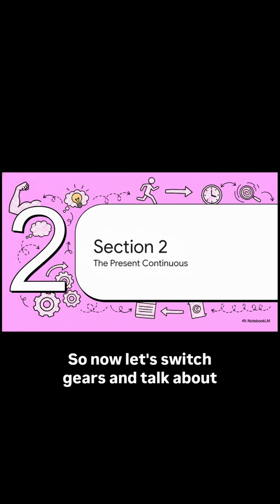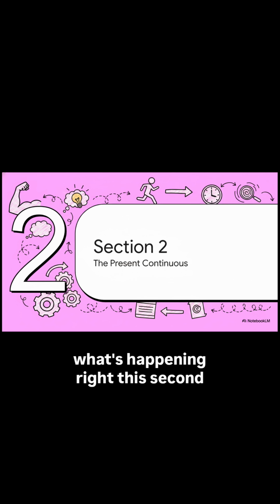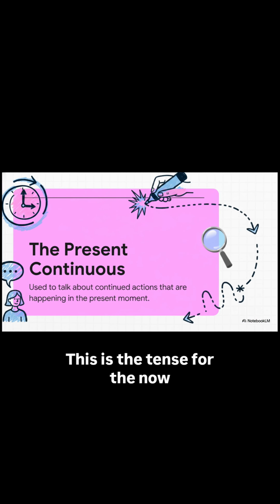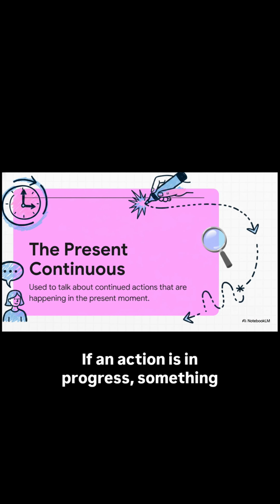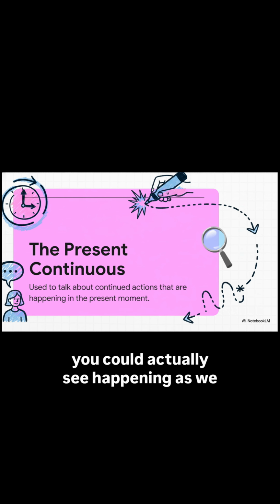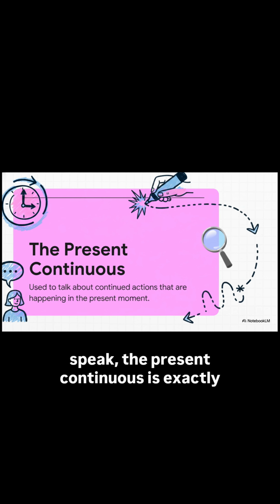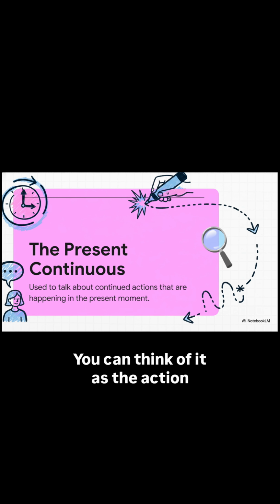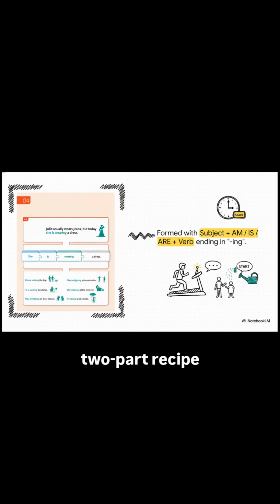So now let's switch gears and talk about what's happening right this second. This is the tense for the now. If an action is in progress, something you could actually see happening as we speak, the present continuous is exactly what you need. You can think of it as the action tense.